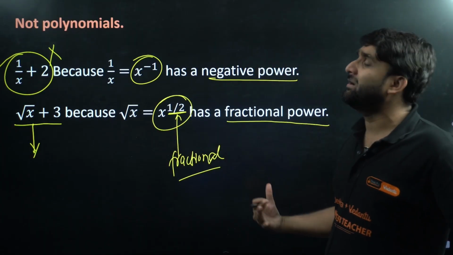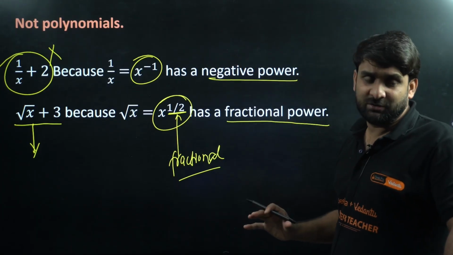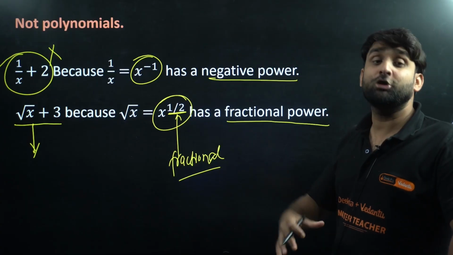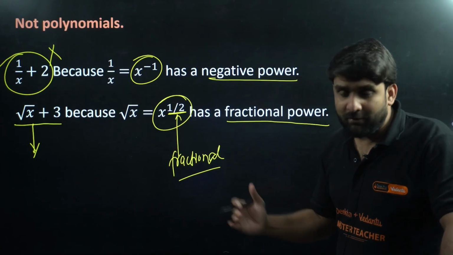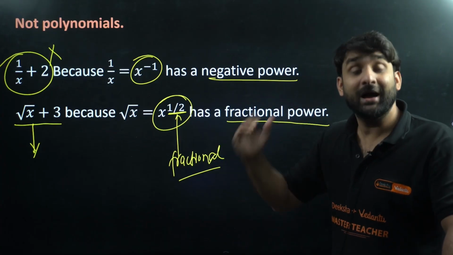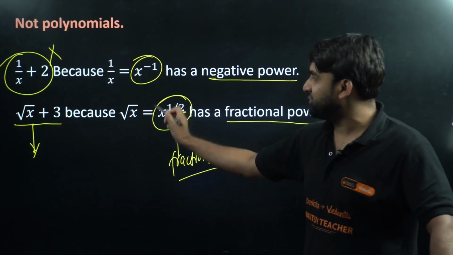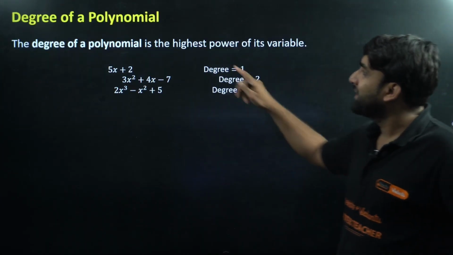So what is the identity, what have you understood here? If an algebraic expression is given to you, you have to identify whether the given expression is a polynomial or not. So when will the expression be a polynomial? When the power of the variable is a whole number and positive. If the power is negative or fractional, such an expression will not be a polynomial. Moving ahead. Now, degree of a polynomial.